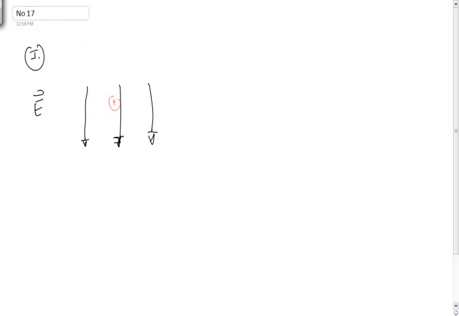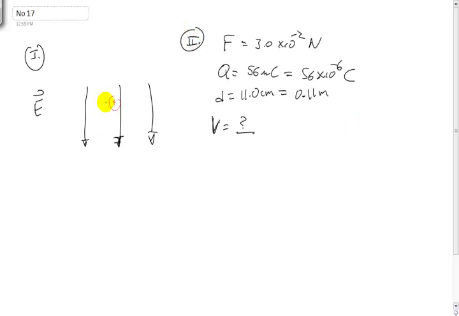In step two, let's break down all the information that's given. The force needed to move this charge was 3 times 10 to the negative second newtons. Next, the amount of charge was 56 microcoulombs. The Greek letter mu, micro, means a millionth. So that's 56 times 10 to the negative 6 coulombs. Usually when we're talking about microelectronics and computers, we're talking about really small amounts of charge, millionths of a coulomb. And then the distance the charge moves is 11 centimeters, which is just 0.11 meters.